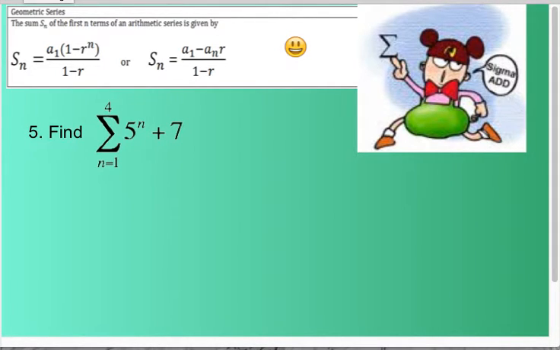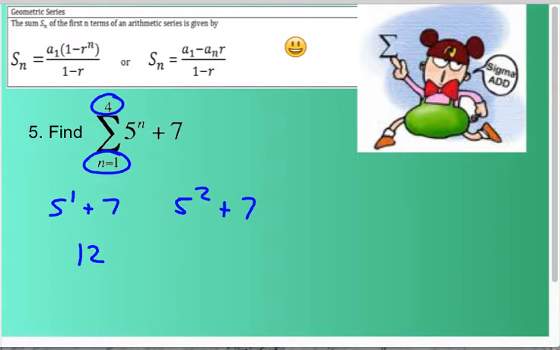So our first term that we're going to plug in is 1 for n, and we're going to go all the way up to 4. So first term would be 5 to the first plus 7. 5 to the first is 5. 5 plus 7 is 12. Now we plug in 2. 5 squared plus 7. That's 25 plus 7, or a 32. 5 cubed plus 7, that's 125. 125 plus 7 is 132. And finally, 5 to the 4th, 625. 625 plus 7 is 632.